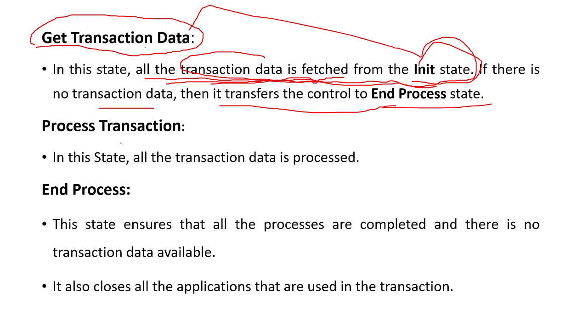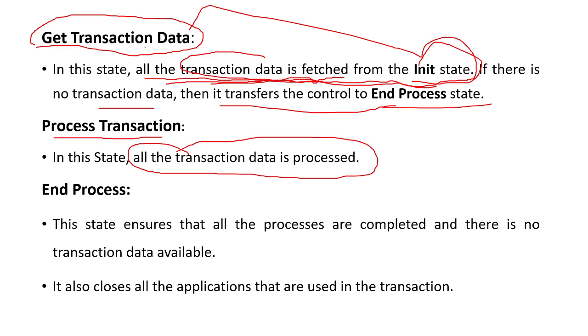Clear? Okay. And then in the process transaction state, all the transaction data will be processed. It's very straightforward. The state name is process transaction. Processing transaction means processing the transaction data. So in this state, the whole responsibility is to process the transaction data. And the end process, as the name itself says, this state ensures that all the processes are completed and there is no transaction data available.